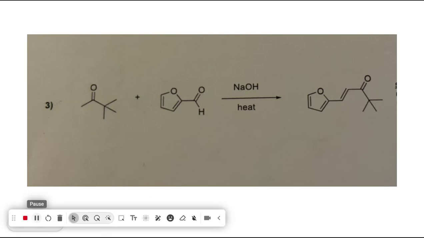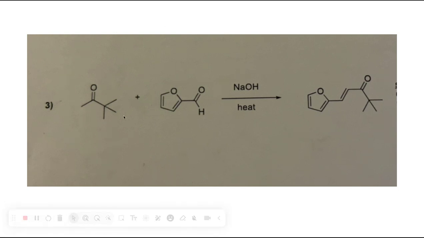Okay, so here is reaction number 3, and I've got myself a ketone and an aldehyde, and it's reacting with sodium hydroxide and heat. So ketones and aldehydes can undergo reactions at an alpha carbon. An enolate is formed by removing a proton from the alpha carbon. We need an enolate for an aldol condensation reaction. Therefore, there must be an alpha carbon for an aldol condensation reaction to occur.